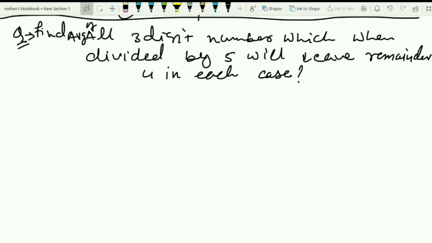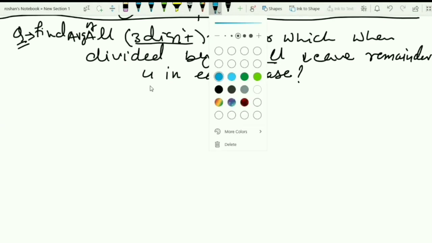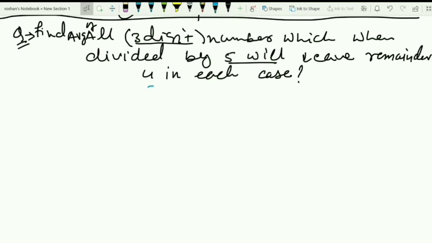Very good. So this is a question I want you to find, a similar kind of question. This time I am not giving you that this is an even number, odd number or consecutive number. No, I want all those 3-digit numbers which when divided by 5 will leave remainder 4 in each case. All these kinds of numbers which will leave remainder 4 when we divide by 5, and the number should be of 3 digits. I'll be waiting for your answer, my people.